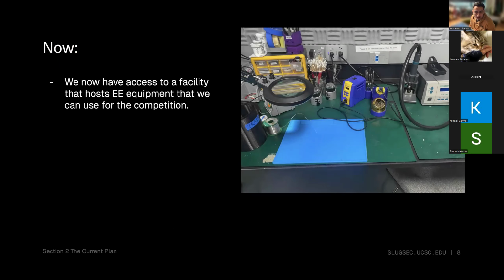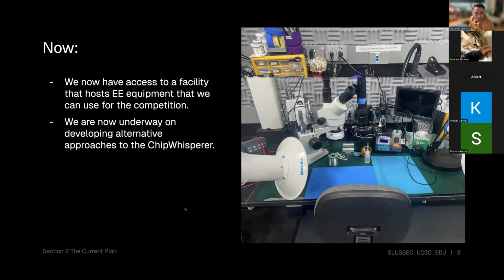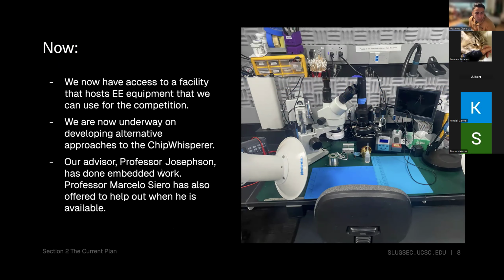So currently, we now have access to a facility that hosts EE equipment that we can use for this competition. Okay, so we're no longer down bad. We got something up our sleeve. We are underway on developing alternative approaches to the ChipWhisperer, and I'll point these out because some other teams have also done the same thing in previous competitions. And finally, our advisor, Joseph Sim, has done embedded work, although she isn't versed in cybersecurity and hardware attacking. It's just nice to know that we have someone who does embedded work.